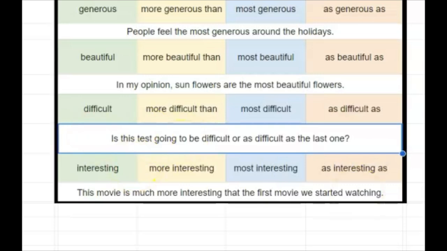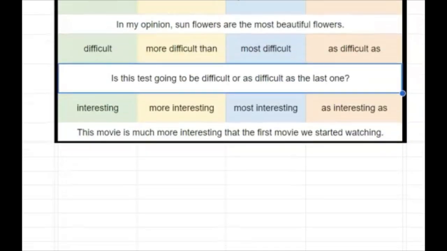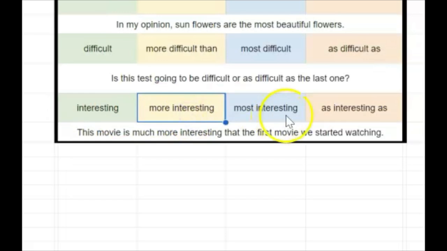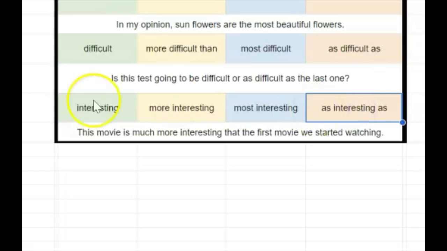And then the last adjective in this category is the adjective interesting. American English speakers, some might say interesting, but most people say interesting. More interesting is the comparative, most interesting is the superlative, and as interesting as is the equality. The example sentence we have here is, this movie is much more interesting than the first movie we started watching.